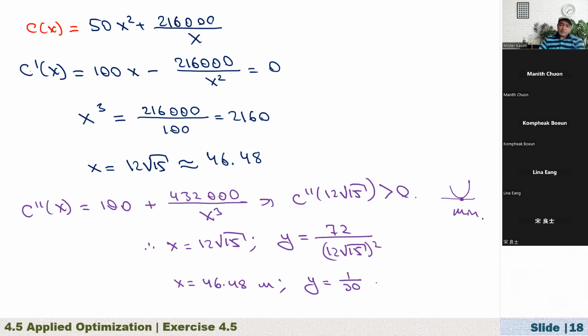Okay. So when our x, the depth of the container, is this much, and it is not depth, actually, what is it? The length of the base, right? It is this much, and the height is very short. At that time, the cost will be the smallest here.